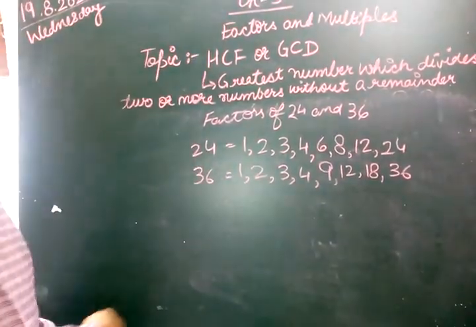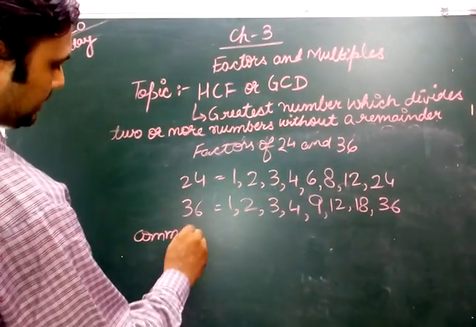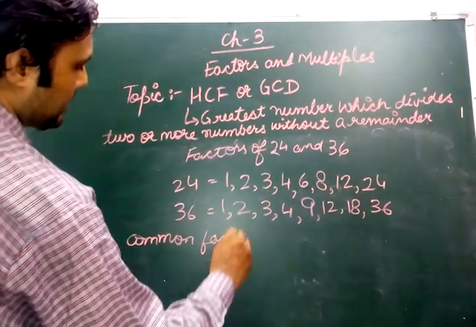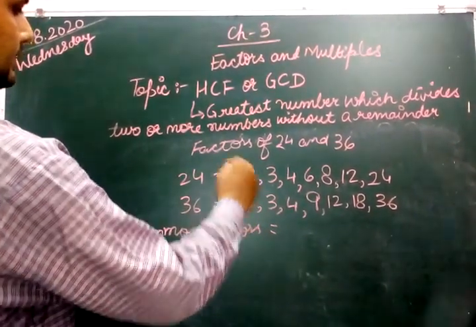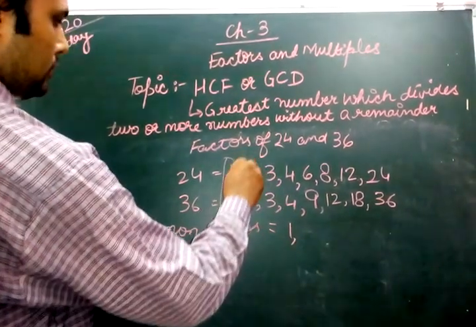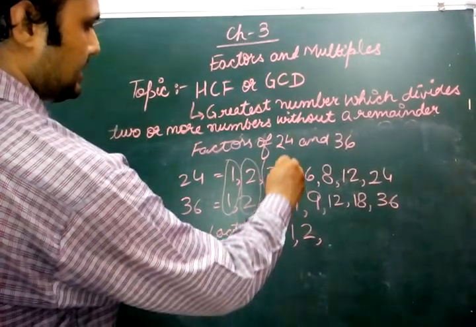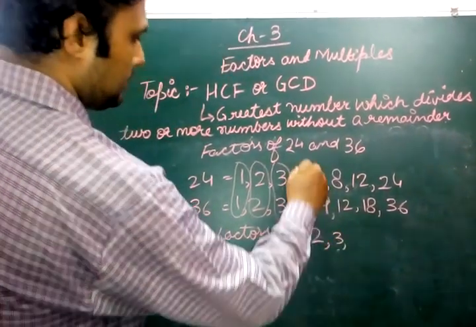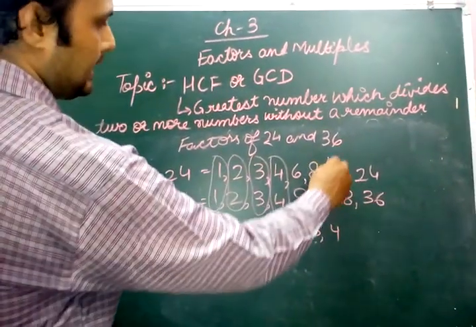HCF. You first find the common factors, and through the common factors we can find the highest common factor. 1 is there, 2 is there, 3 is there, 4 is there, 12 is there.